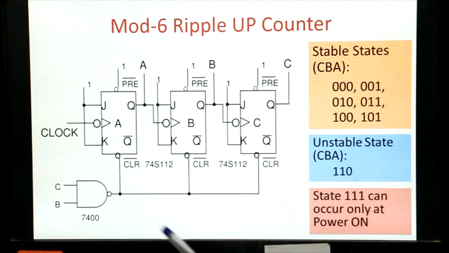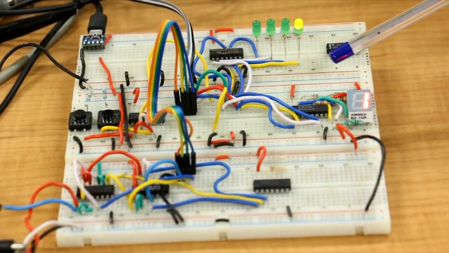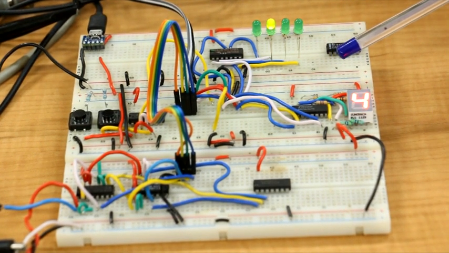If that's the case, we know that once again B and C are 1, therefore it gets cleared. And then once it gets cleared, it will keep on doing what happens here. Now let's see how the mod 6 up ripple counter is implemented.